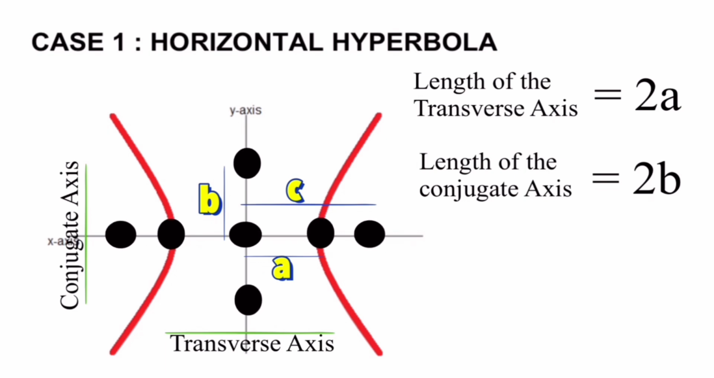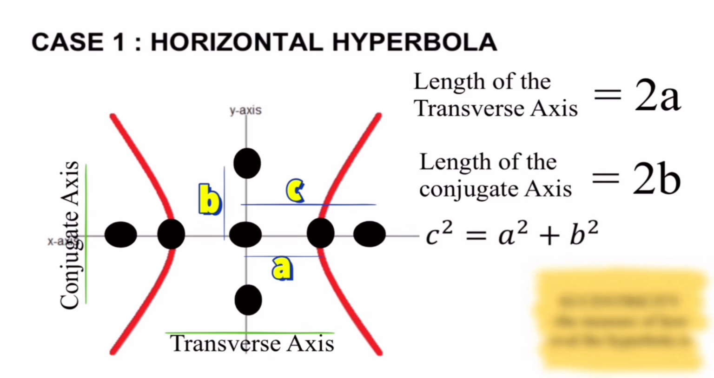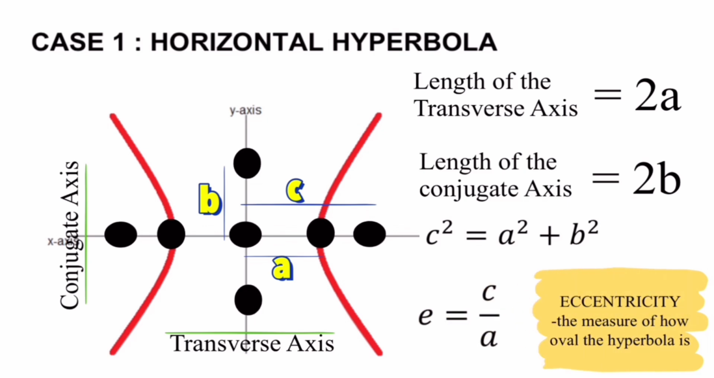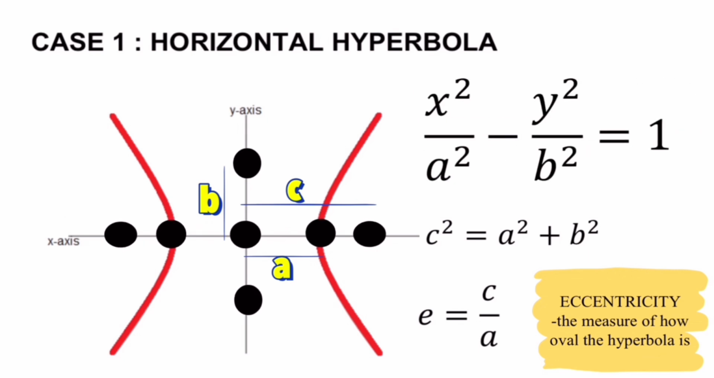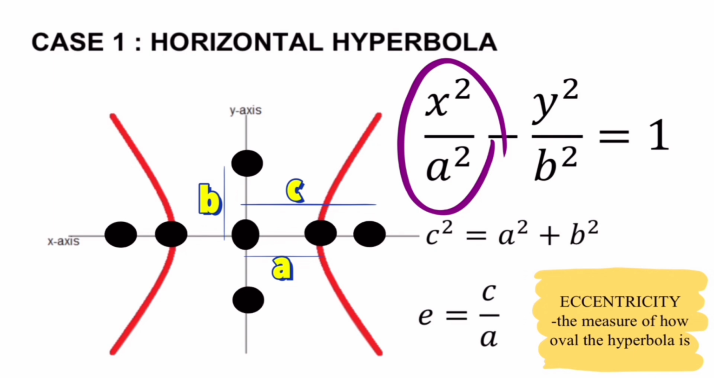The equation that relates all these three lengths, a, b, and c, is c squared equals a squared plus b squared. We also have another quantity called eccentricity. Eccentricity is defined as the measure of how oval the hyperbola is, and the formula is c over a. Remember that eccentricity for a hyperbola is always greater than 1. The standard formula for a horizontal hyperbola is x squared over a squared minus y squared over b squared equals 1. Please notice this. Since our a is on the horizontal axis, we placed it under the x squared. And since our vertex is on the horizontal axis, the x squared over a squared is positive.